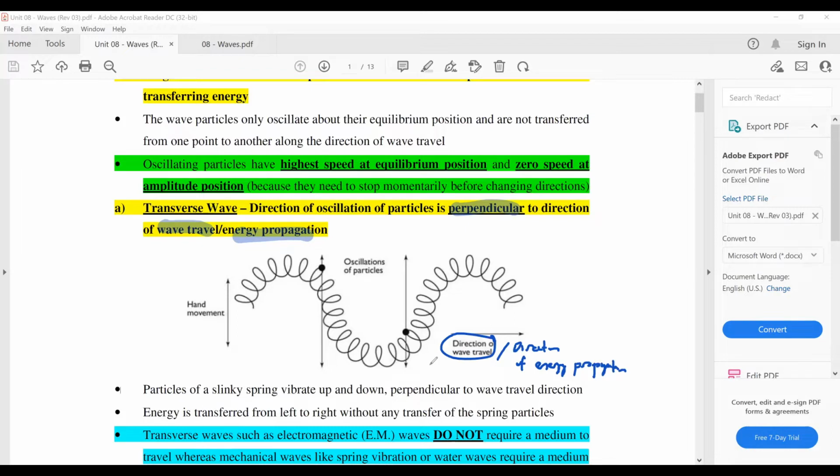All right, so sometimes you will see that they say perpendicular to wave travel or perpendicular to energy transfer, perpendicular to energy travel, energy propagation. They're actually one of the same thing. Where the wave will go to, that's where the energy will go to too. Okay, so transverse wave, oscillation of particles is always perpendicular to the direction of wave travel. So if say, for example, right now I give you an animation of a transverse wave, it actually is this one, the same animation that I was showing you just now.